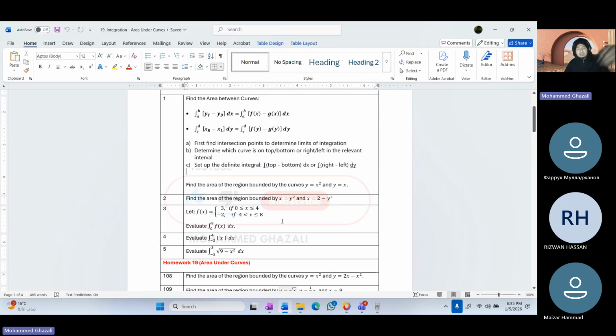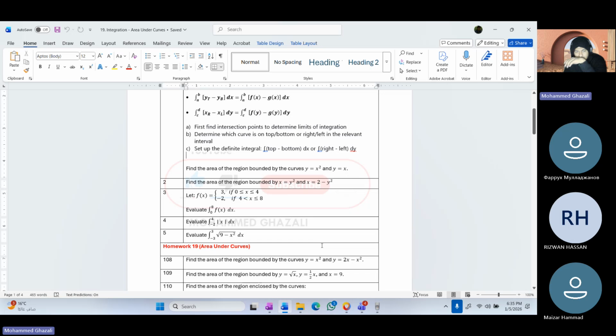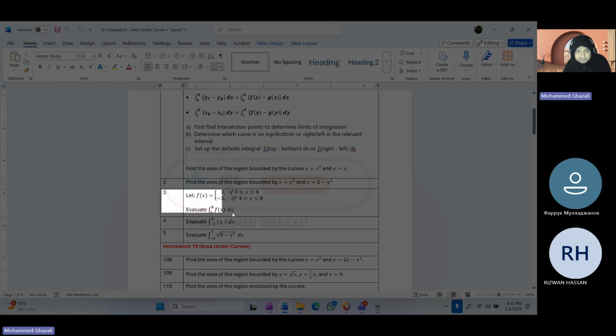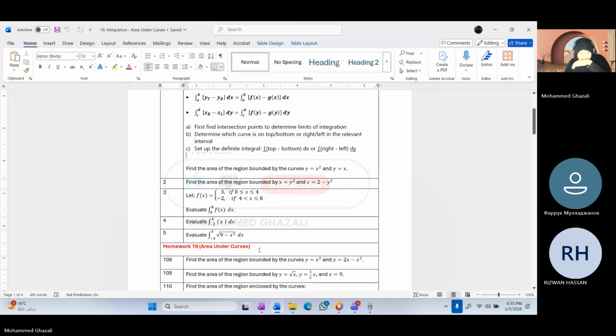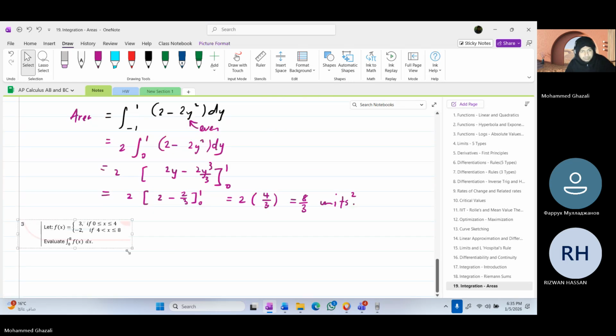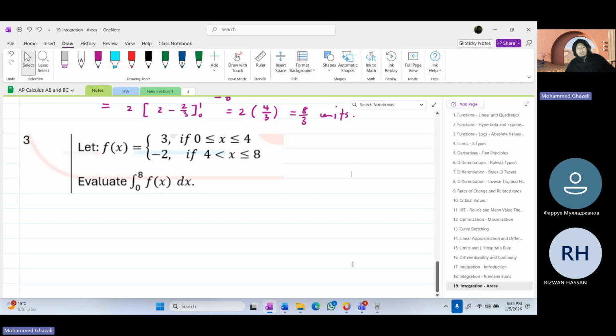Okay, great. Now let's look at more examples. Now we're just solving problems, because my main concept for today was teaching you areas, right? Let's look at question 3. So we have a function which is a split function, y equals 3 and y equals negative 2. And we're integrating from 0 to 4 and 4 to 8. This is quite simple, because if you try to draw the graph, it's good to draw the graph, then you know exactly what you are doing.